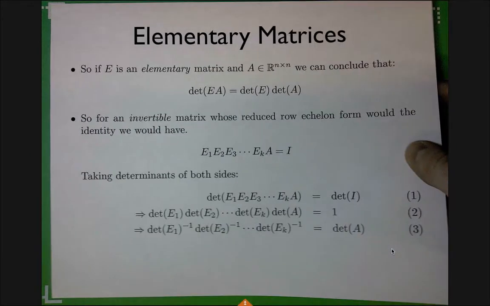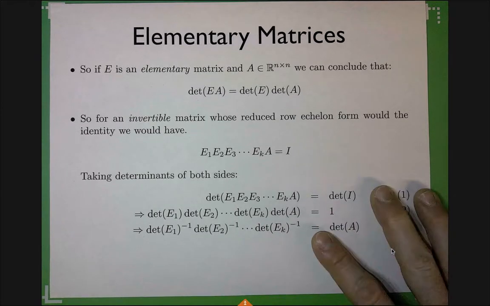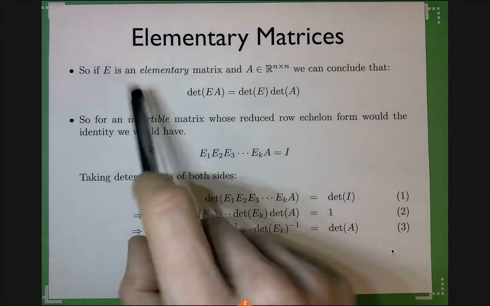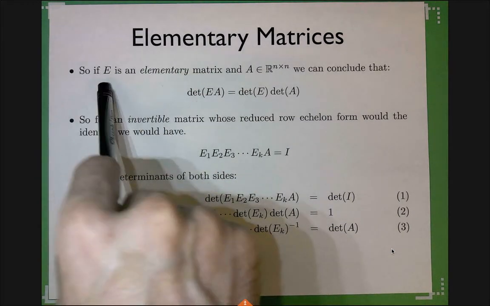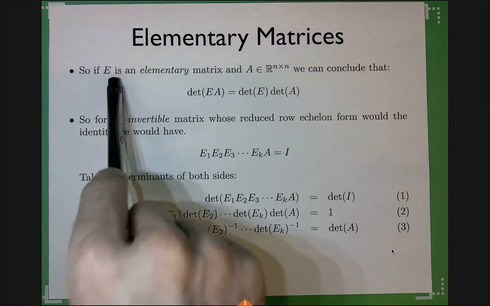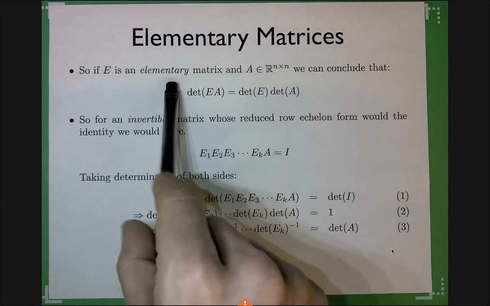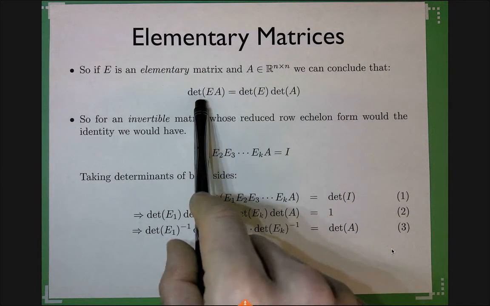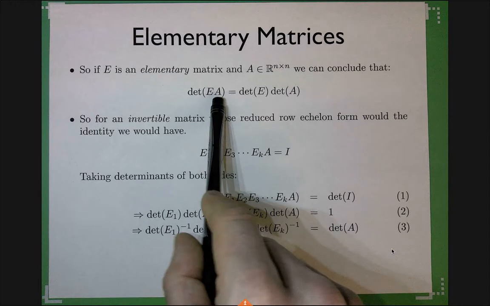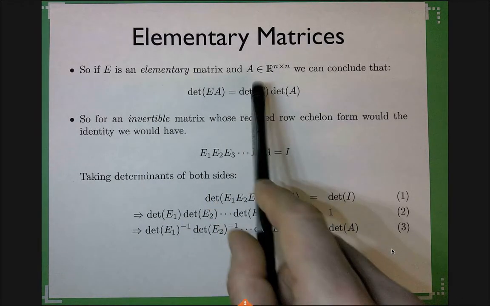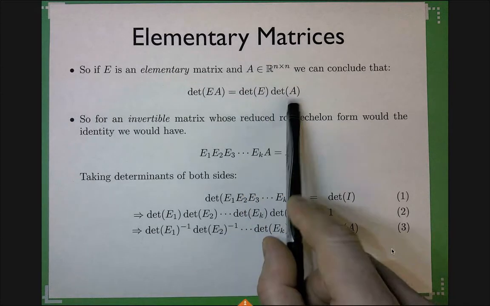All right. So more about elementary matrices. This is a really important property which we will later generalize to arbitrary matrices. What we see, from what we have just discussed, is if E is an elementary row transformation matrix and A is an arbitrary matrix, then the determinant of the product EA, meaning the row transformation applied to A, is just the determinant of E times the determinant of A.